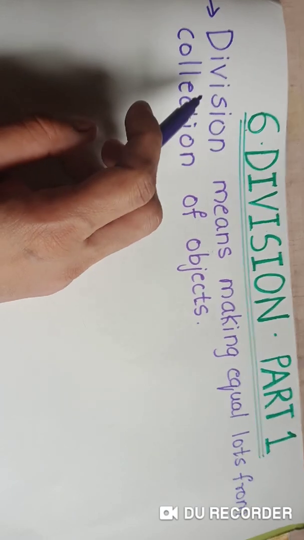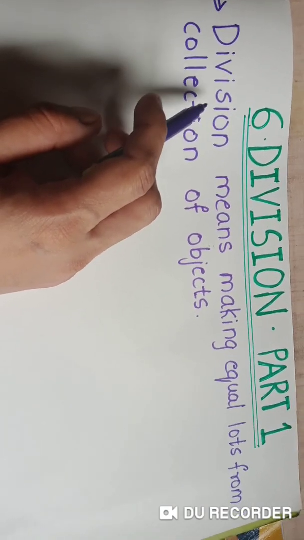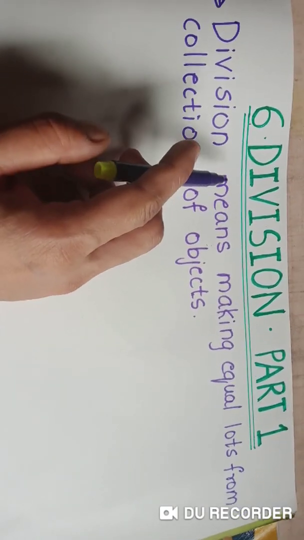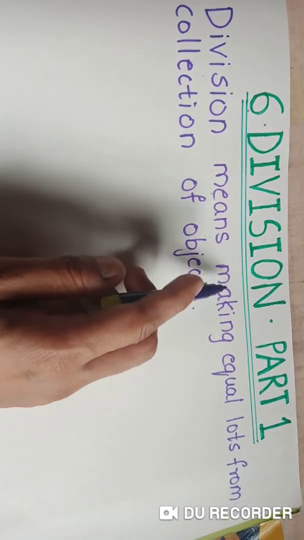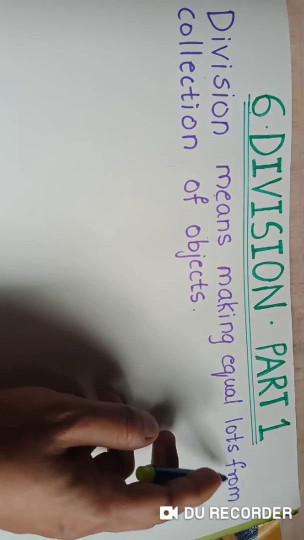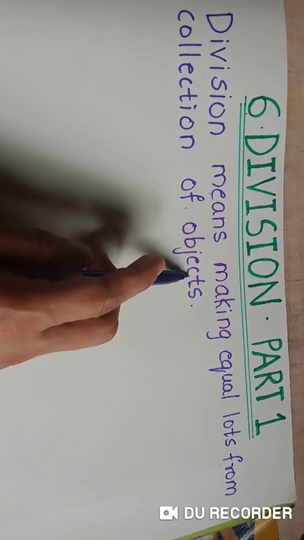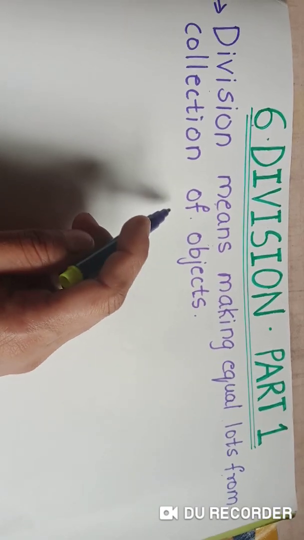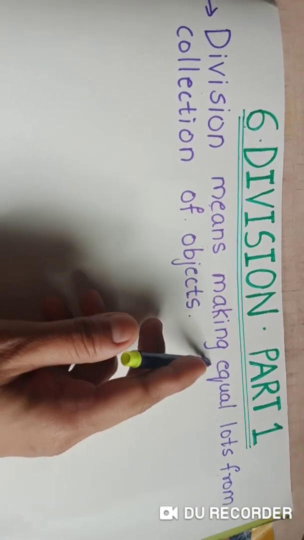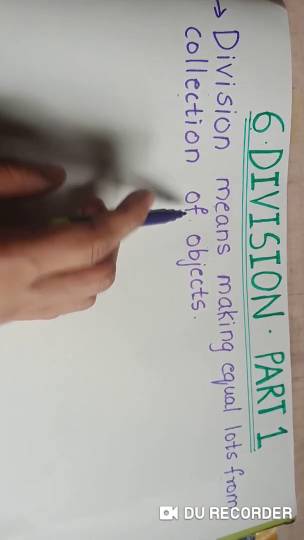Students, what do we mean by division? This you had already studied in 3rd standard. Do you remember? Division means making equal lots from a collection of objects. From this, what do you understand? You have to make equal lots from the collection of objects.